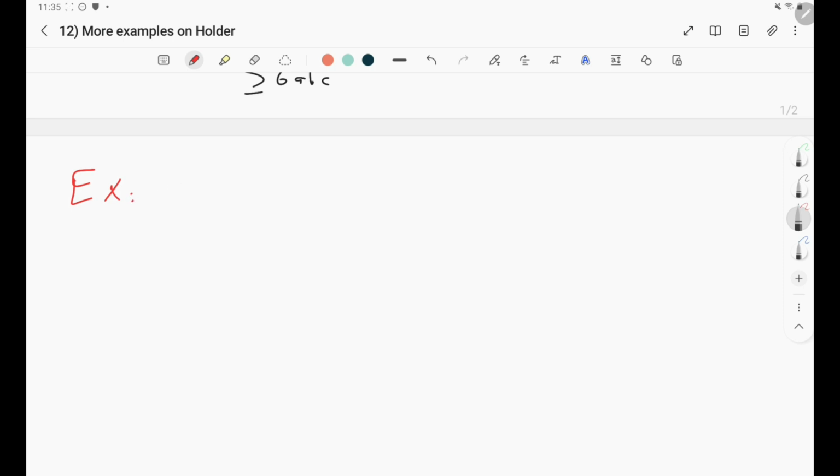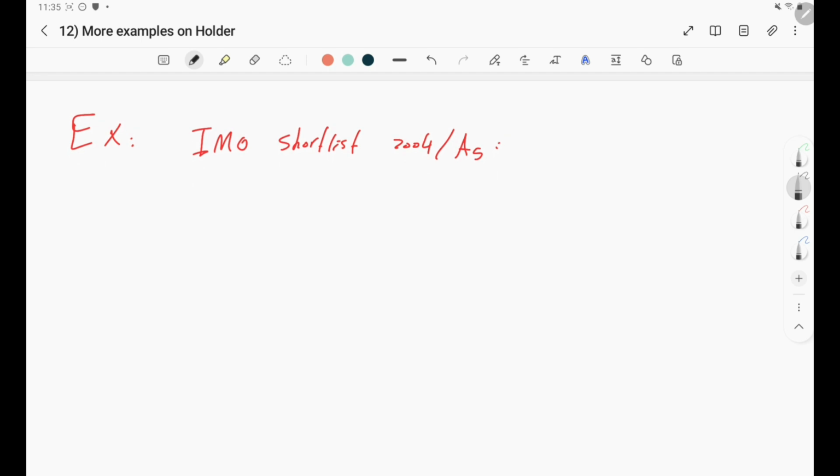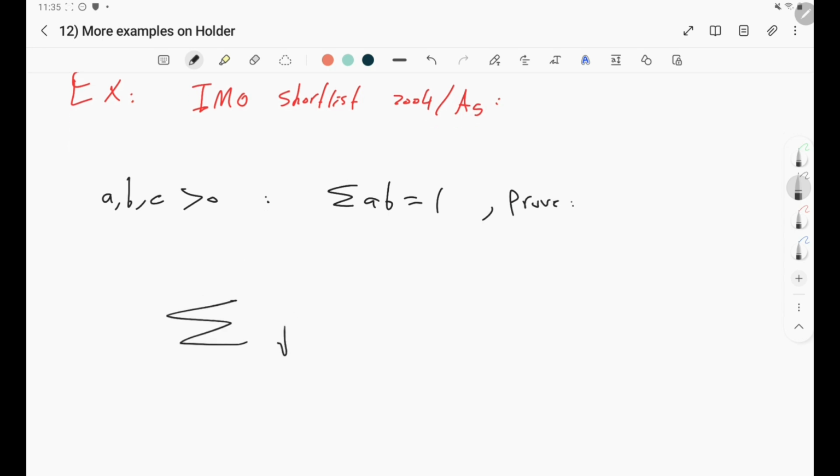Well, guess what, this example is also from the IMO, but this one is IMO Shortlist 2004 A5. Okay, let's see. So here we also have 3 positive numbers such that sigma ab is 1. We need to prove sigma cubic root of 1 over (a plus 6b) is less than or equal to 1 over abc.